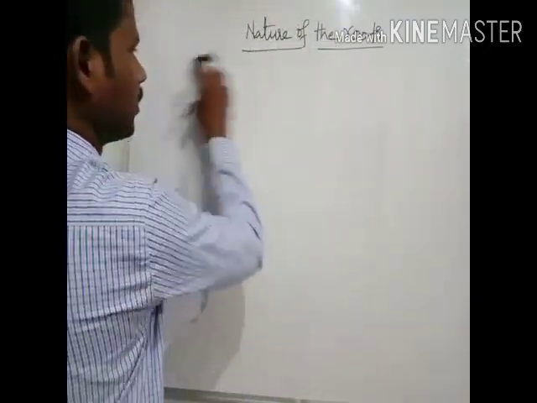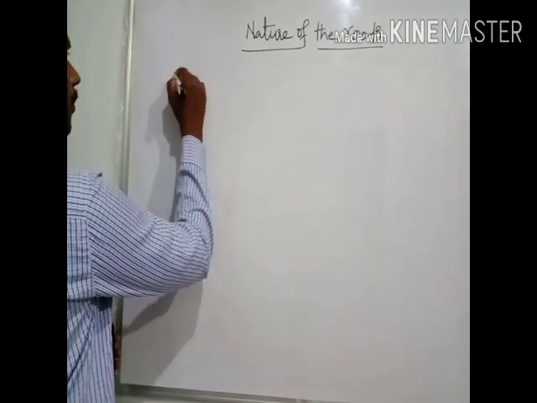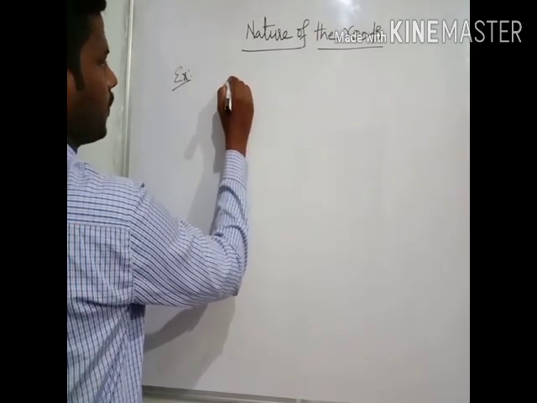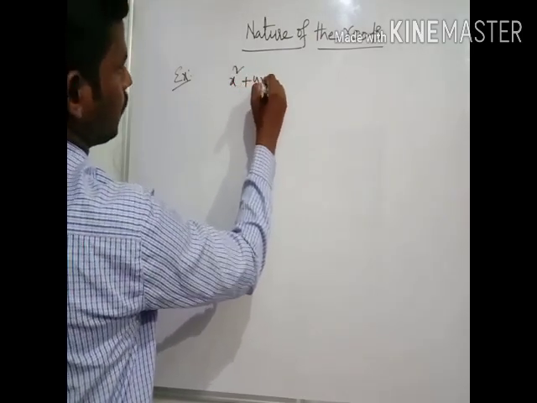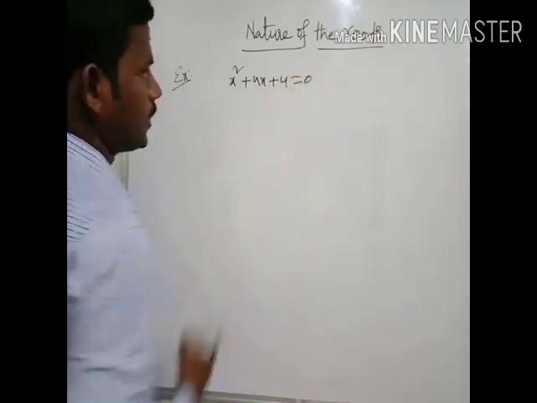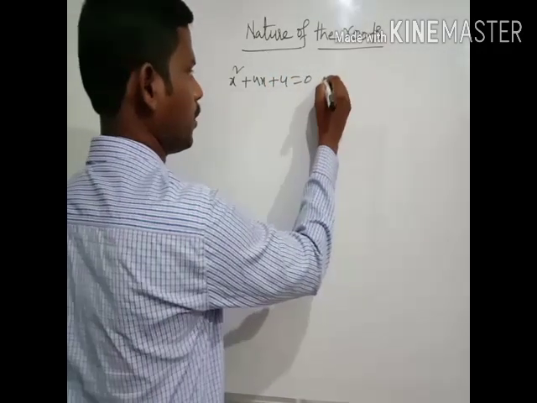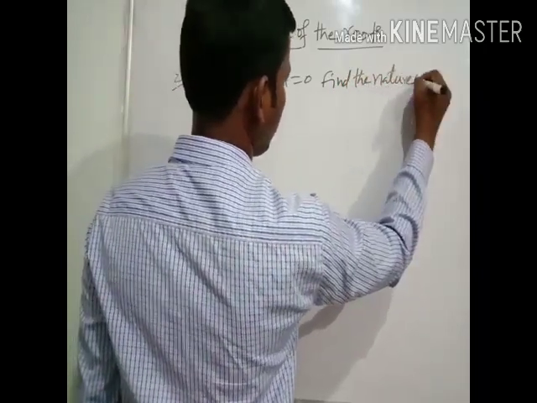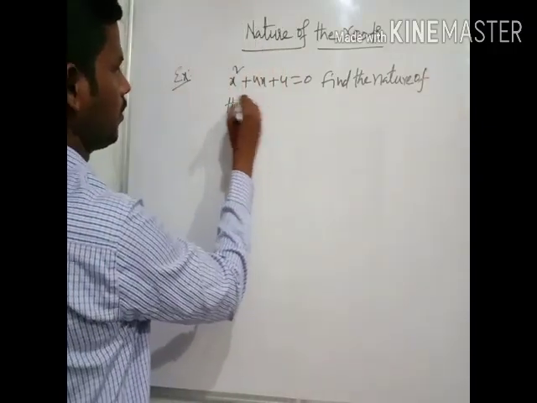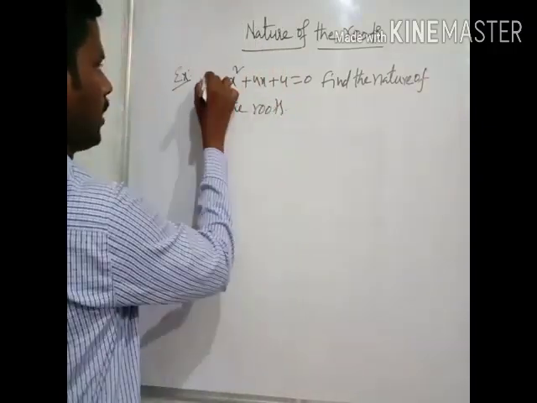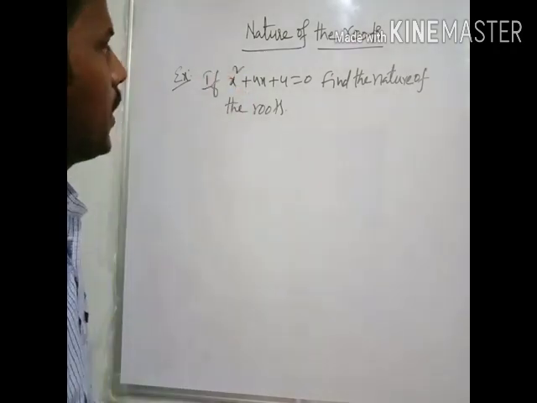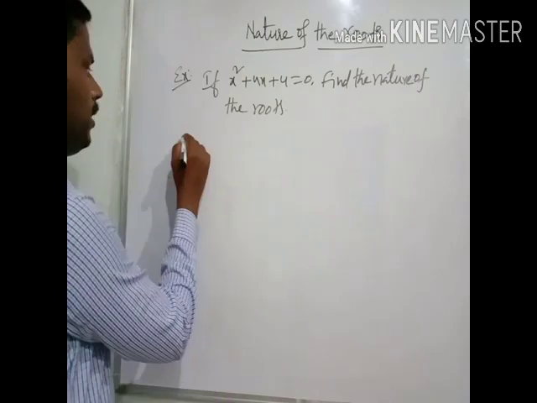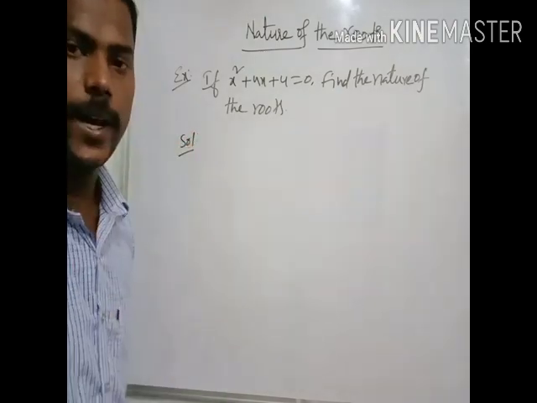Okay children? So look at the board, children. Example: x square plus 4x plus 4 equals 0. Find the nature of the roots. If x square plus 4x plus 4 equals 0, then find the nature of the roots. How to find? So observe clearly about this example.